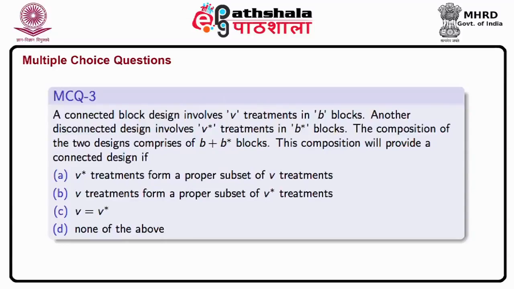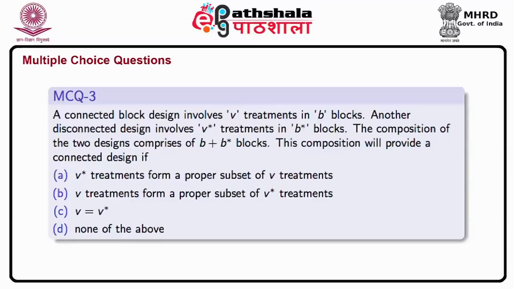This composition will provide a connected design if: option A, V star treatments form a proper subset of V treatments. Option B, V treatments form a proper subset of V star treatments. Option C, V is equal to V star. And option D, none of the above. So very interesting, these are the four problems.